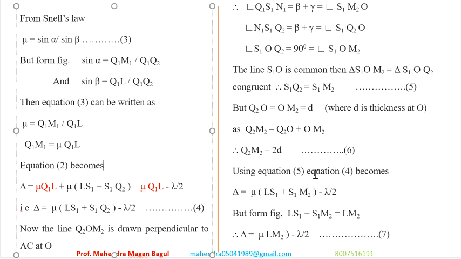By using equation number 5 in equation number 4, we can write del is equal to mu into bracket LS1 plus S1M2 minus lambda by 2. But from the figure, LS1 plus S1M2 is nothing but LM2. Therefore, del is equal to mu LM2 minus lambda by 2. Consider as equation number 7.